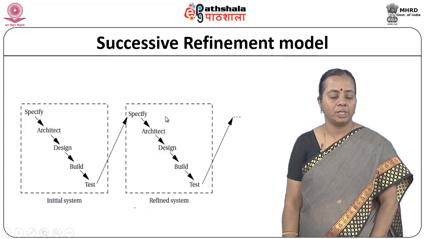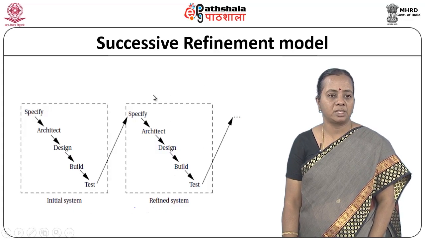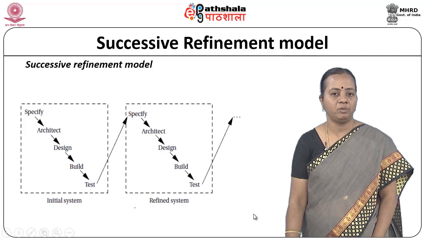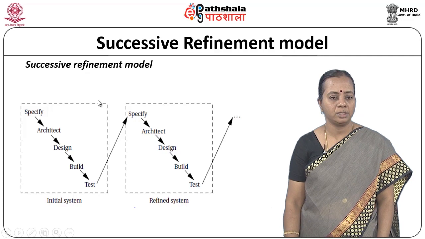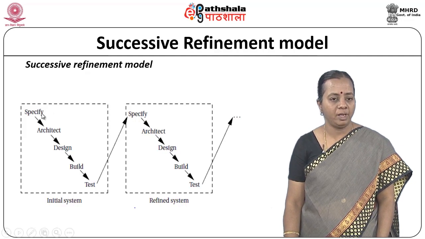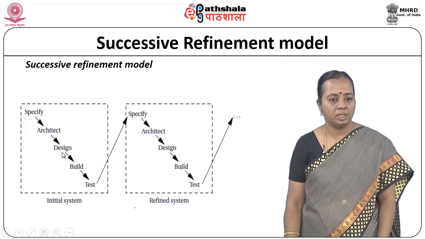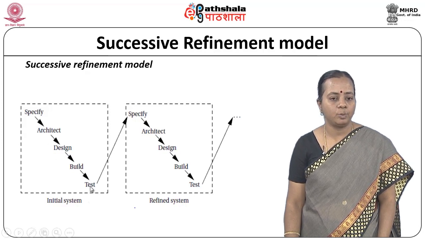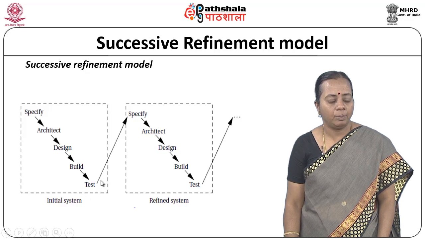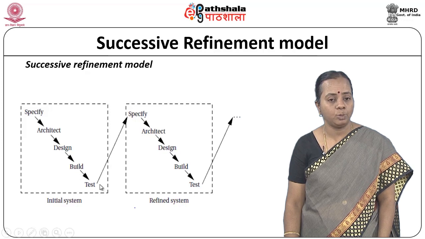So people went towards the next methodology, which rectifies this, the successive refinement model. In this successive refinement model, the specification is given, the architecture is given, they will specify, they will architect, they will design, they will build, and they will test it. When they test it, they find that it is an initial system and that something has to be improved.